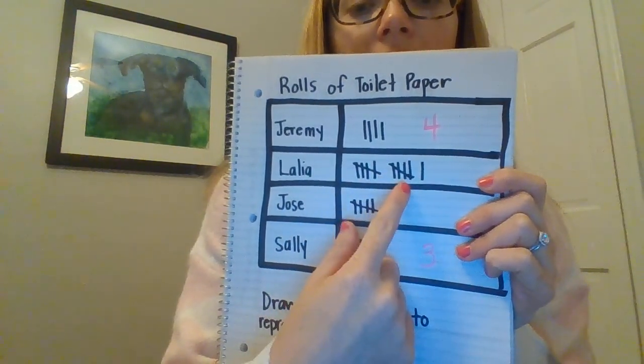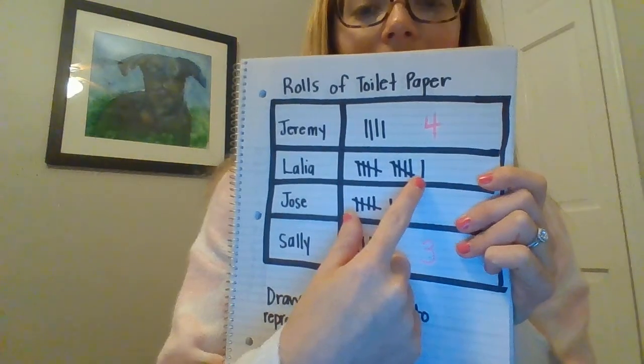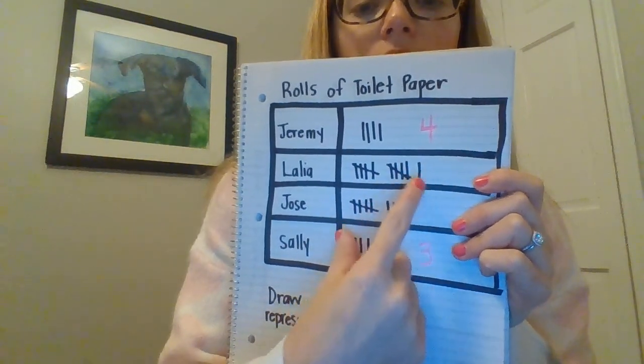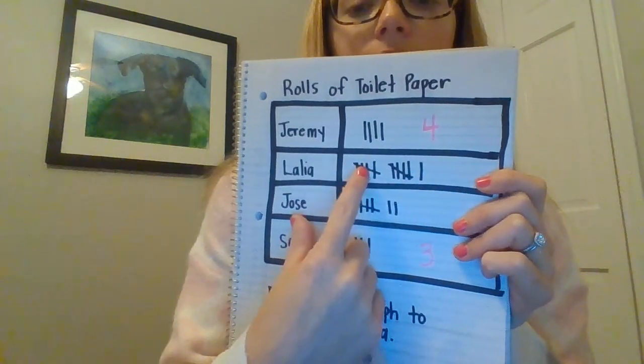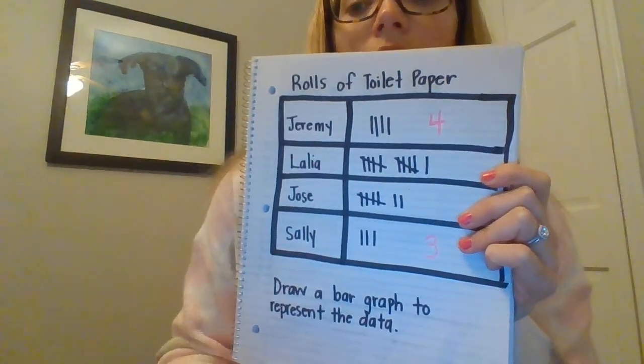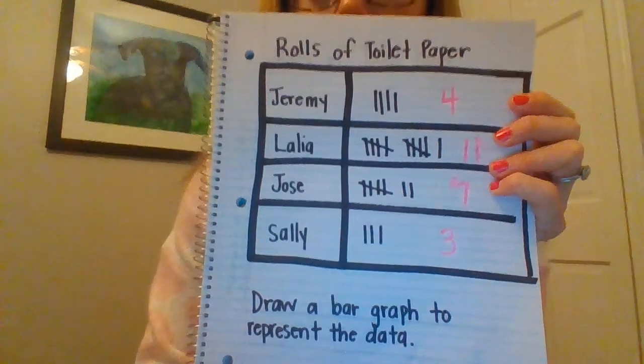5, 10, 11. Very good. I'm not going to continue to count by fives because this only represents 1. So Layla has 5, 10, 11 rolls. You can determine Jose's.